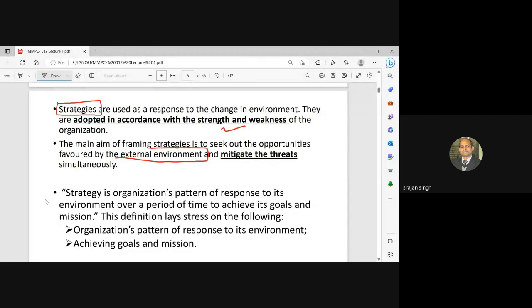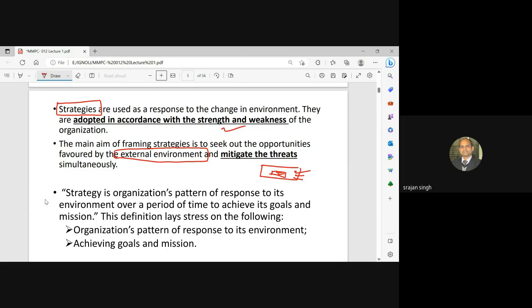And the purpose of framing a strategy is to seek out the opportunities which are favored by the external environment, means those long-term plans specifically which are made as per the external environment, because you must be knowing that there are two types of environment: one internal environment and second is external environment. Internal environment means related to company, related to business only, which can be controllable to a great extent. Whereas external environment, for example, government policies, taxation policies, inflation, etc.